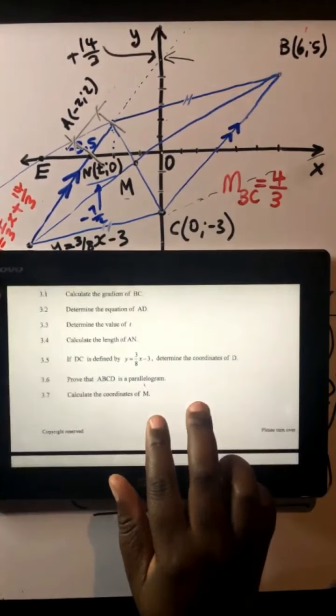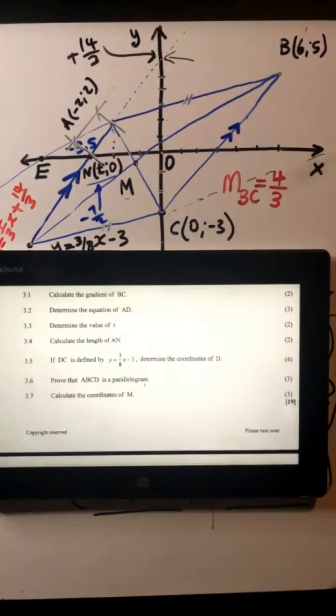So ladies and gentlemen, can you see? We have already calculated the coordinates of M. I'm not sure if it makes sense in terms of how you calculate the coordinates of M. Guys, do you understand how to calculate the coordinates of M?